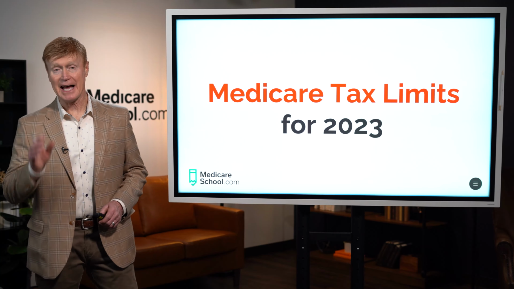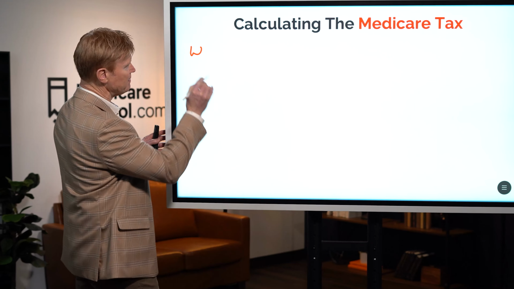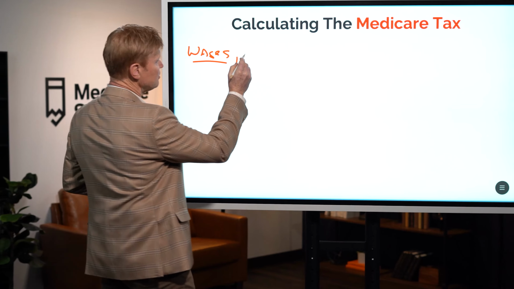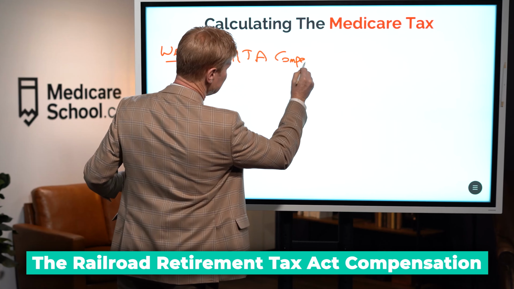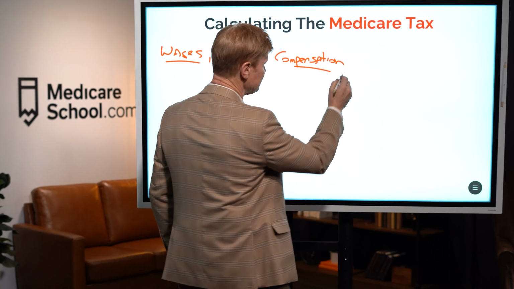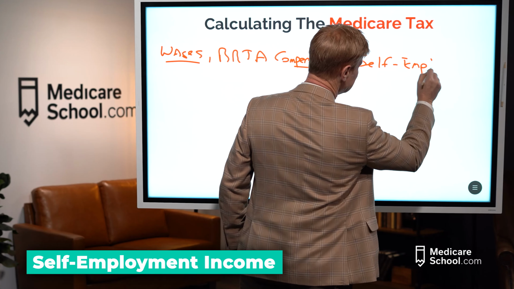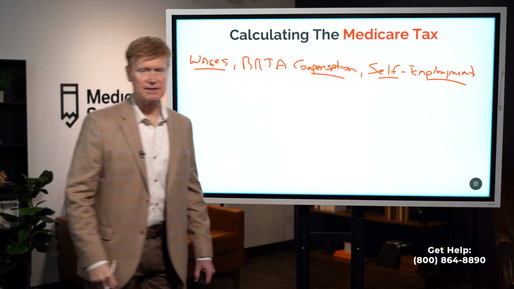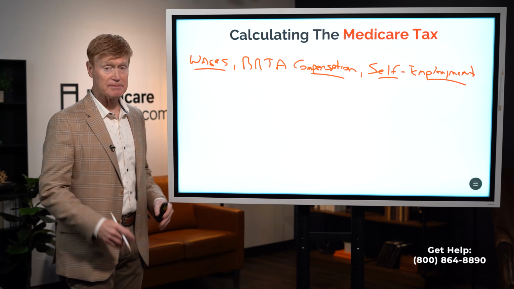Let's begin by looking at how our Medicare taxes are actually calculated. First off, when they calculate Medicare taxes, they're looking at all of our wages from employment. They're also looking at what is called the Railroad Retirement Tax Act compensation. So those receiving those benefits, that's also subject to Medicare taxes, as well as self-employment income. People that have their own businesses or 1099 commission type wage earners are going to have taxes on that self-employment income. So this is what the government is looking at.